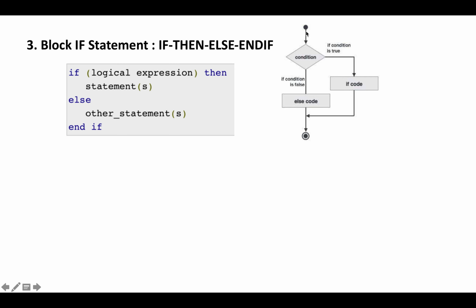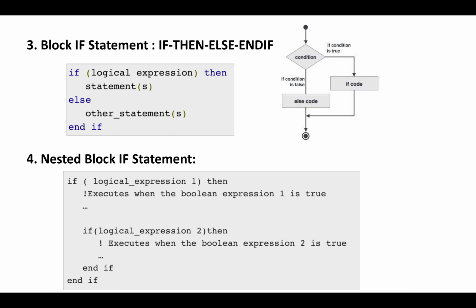If we use a flowchart for explaining the block if statement, flow is coming from the top onto this diamond shaped box. The condition is checked, and if it is true, it will execute a set of statements, and if it is false, that is the else part, it will execute the statements after else. Then there is the nested block if statement.